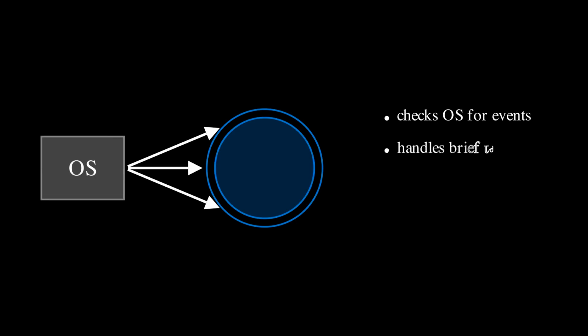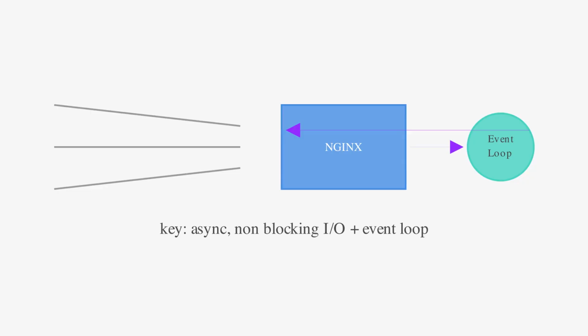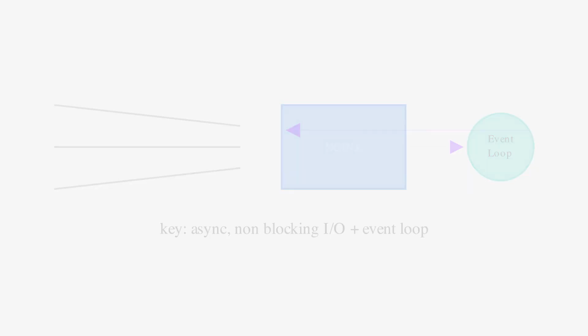This loop continuously checks with the operating system for which connections have new events ready. When an event occurs, the worker process handles it briefly, rapidly switching between them only when there is actual work to be done for that connection. This architecture is what allows NGINX worker processes to be incredibly efficient.